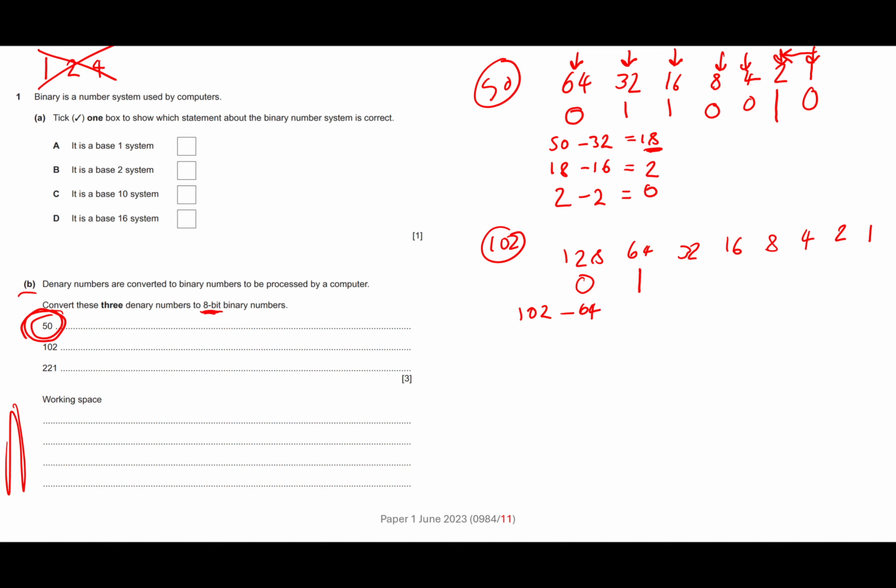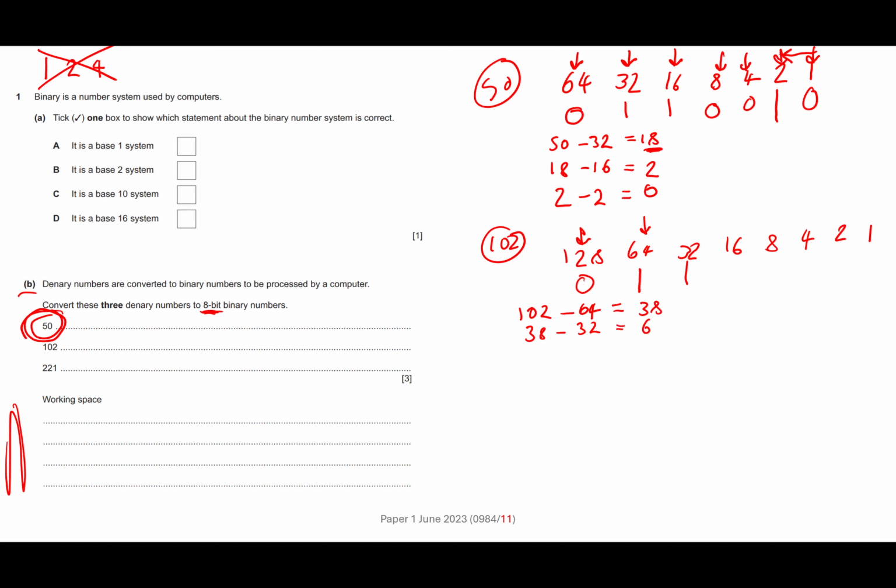Okay, so we've got 38. So 102 minus 64 is 38. Okay. Then let's move along. So we've done those two. Let's move along. So we're on 32. Can we take 32 away from 38? Yes, we can. So let's go ahead and do that sum. So 38 minus 32 equals 6.